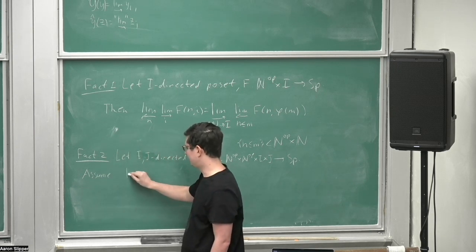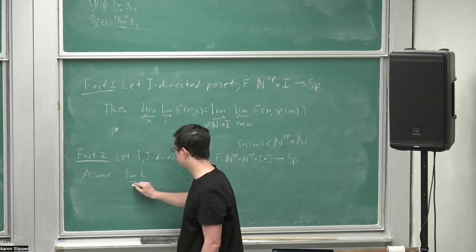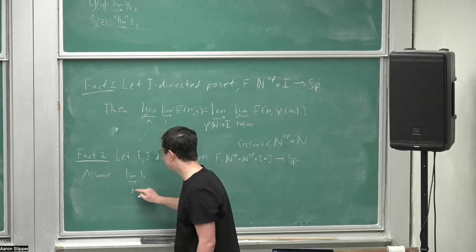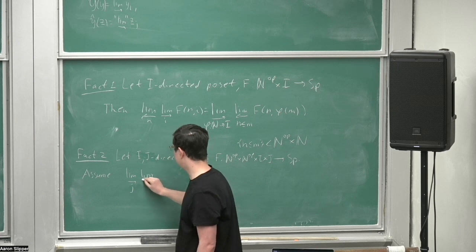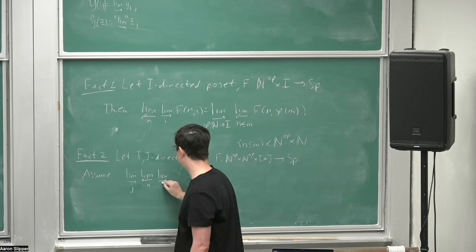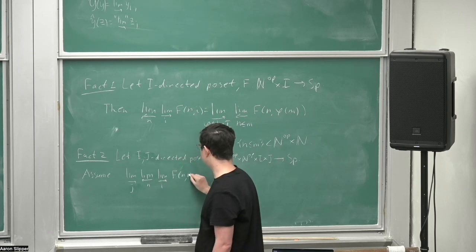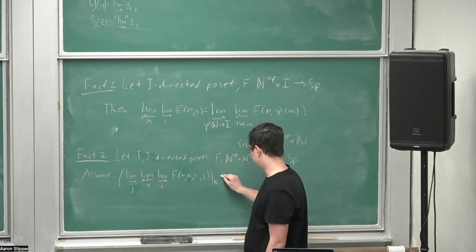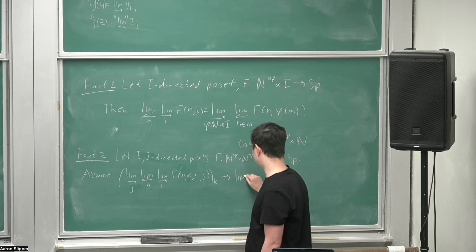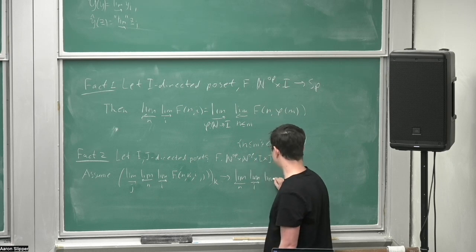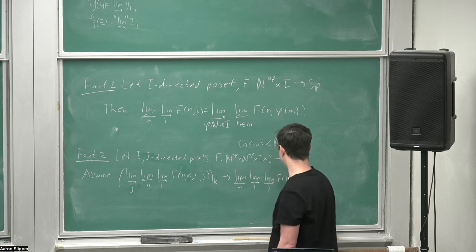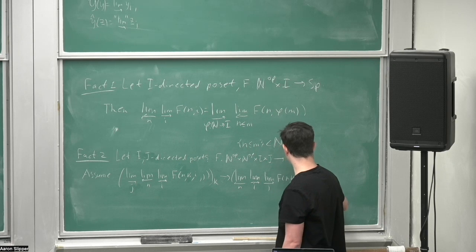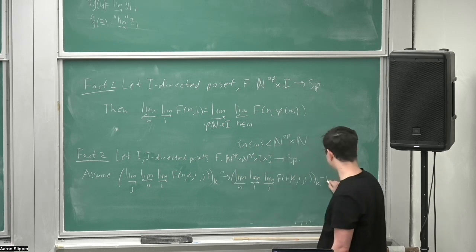The first assumption is that when we take the limit over J, limit over N, limit over I, of f of n k I j, considered as an inverse sequence indexed by k, this maps naturally to the limit over n, colimit over I, colimit over j, of f of n k I j. Again, this is an inverse sequence indexed by k, and I require that this is a pro equivalence.